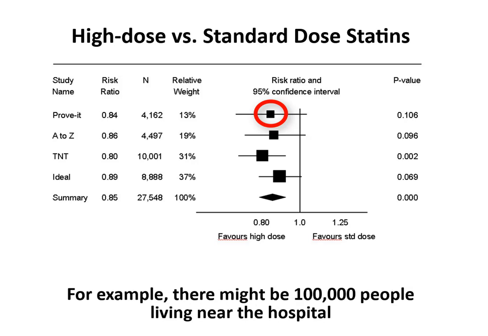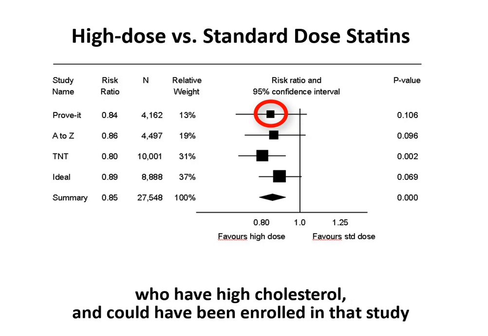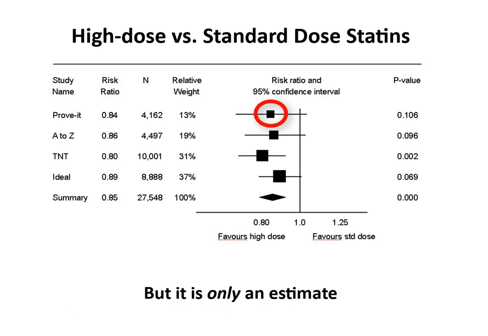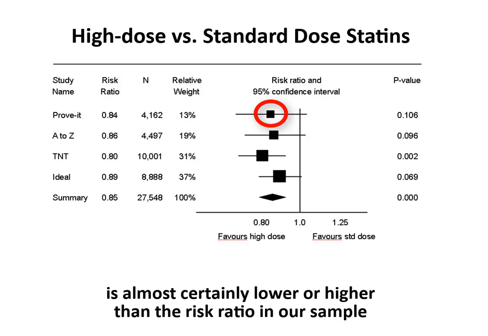For example, there might be 100,000 people living near the hospital who have high cholesterol and could have been enrolled in that study. The risk ratio in our sample serves as an estimate of the risk ratio in that population, but it is only an estimate. The actual risk ratio in the population is almost certainly lower or higher than the risk ratio in our sample.